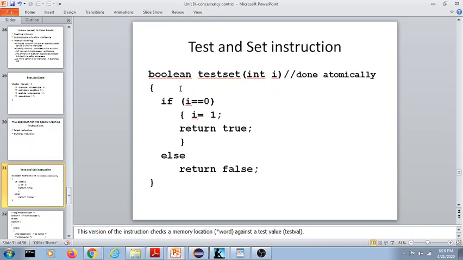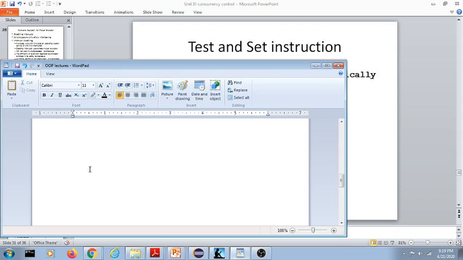So whenever the test and set instruction is getting executed, it will have one variable, integer I, and that integer I is similar to a lock. Now what is a lock? Simply, suppose there is a process P1 and it is holding a printer resource. That printer resource is called the R1 resource.